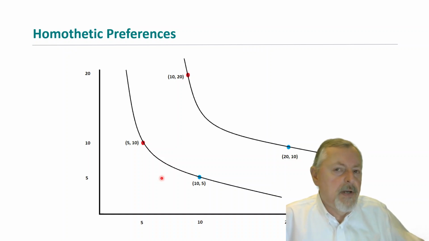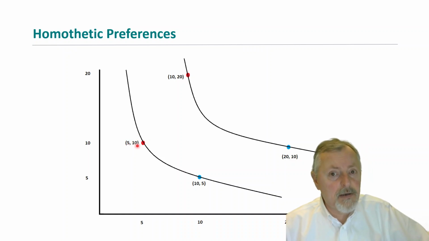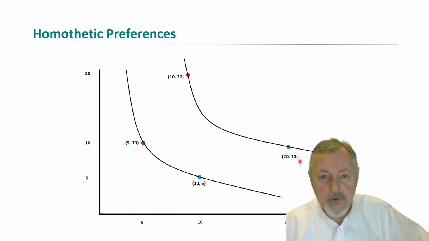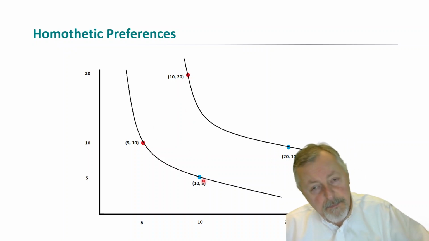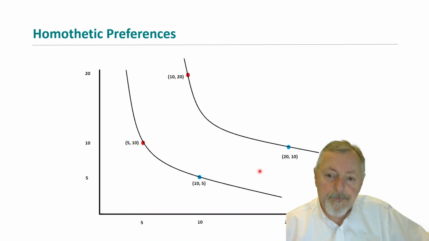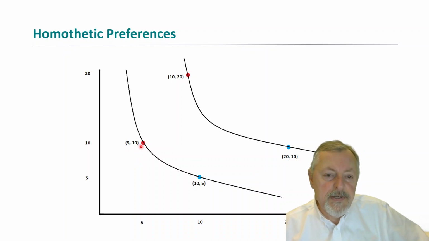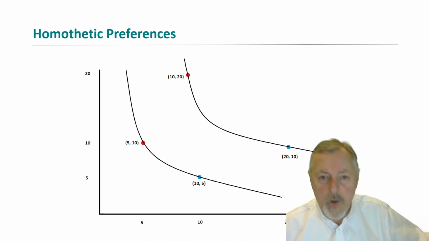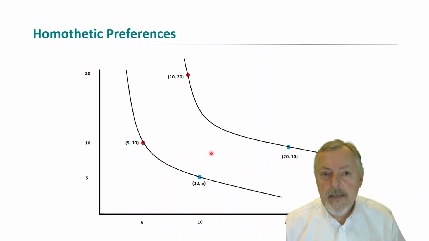Now, let's assume that we double both of them. So this one that had 5 of the first thing and 10 of the second now has 10 and 20. And this one also doubled from 10-5, it's now 20-10. So this one doubles to become this point, and this bundle doubles to become this one. Preferences being homothetic means if you were indifferent between these two, you must be indifferent between these two as well. It also means that the indifference curves will be the same shape.